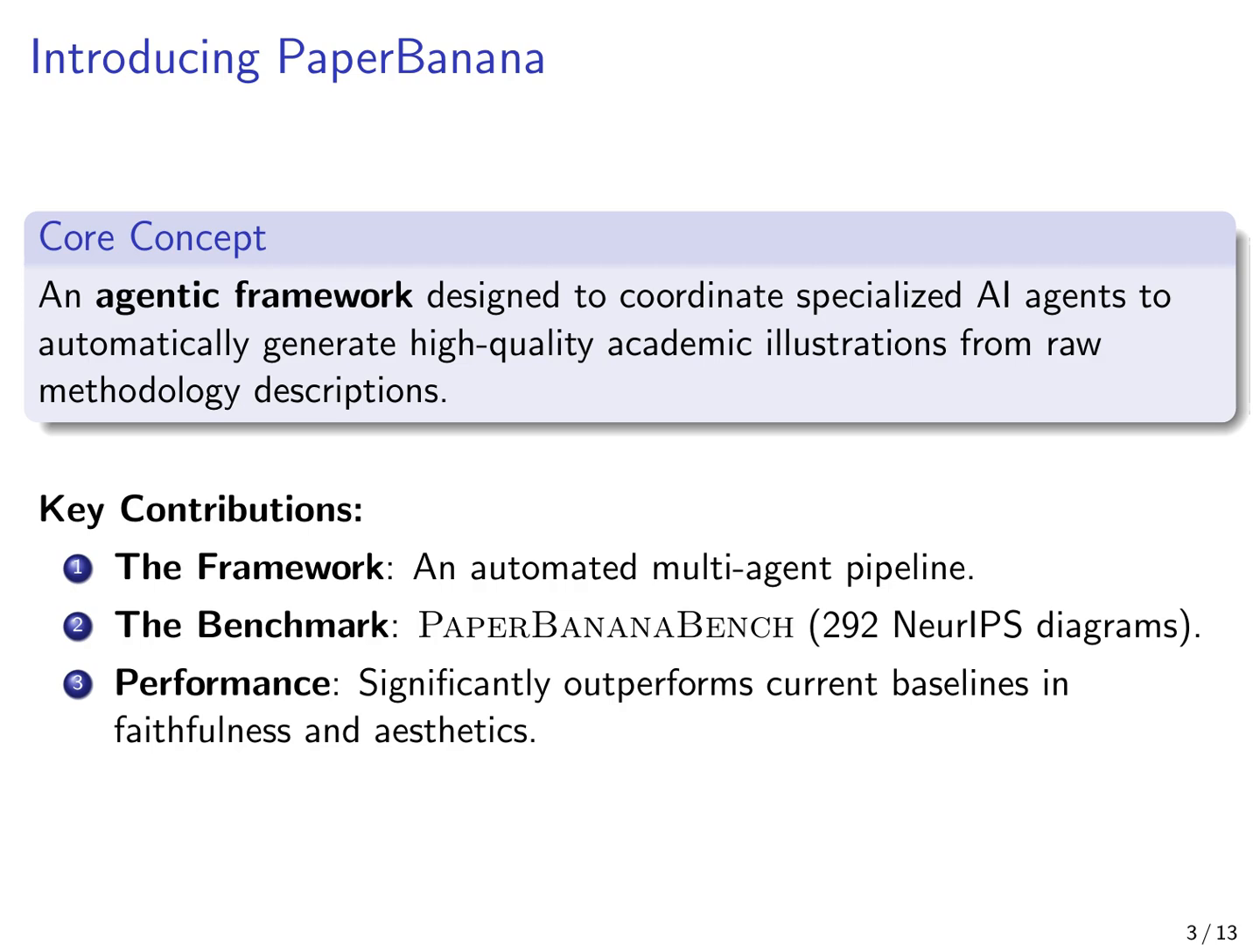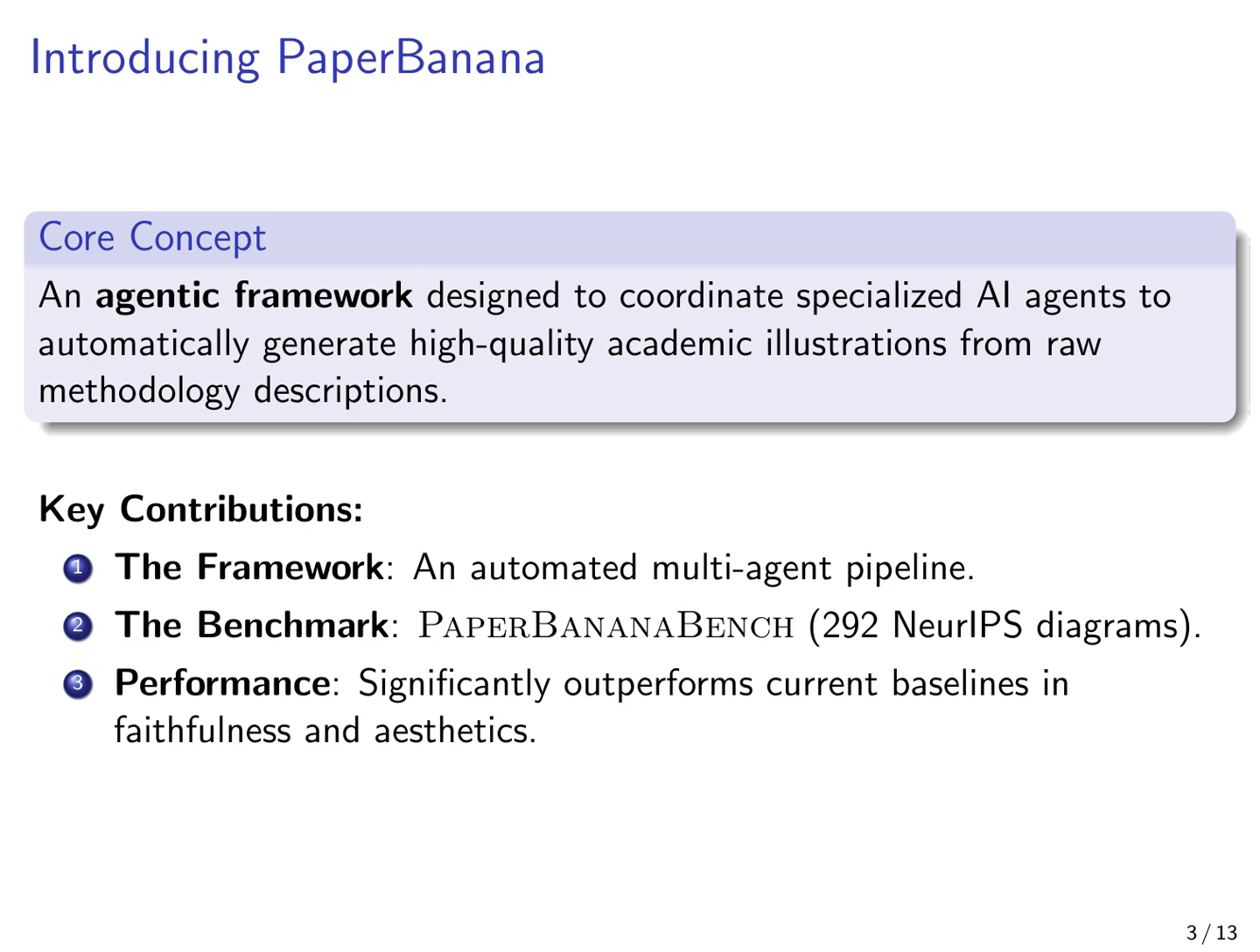So the authors' answer to this problem is a framework they've called PaperBanana. At a high level, what we're looking at is an agentic system. That means it coordinates a whole team of specialized AI agents to take your raw methodology description and automatically generate these high-quality illustrations. The goal here is pretty simple, to lift this entire burden right off our shoulders.